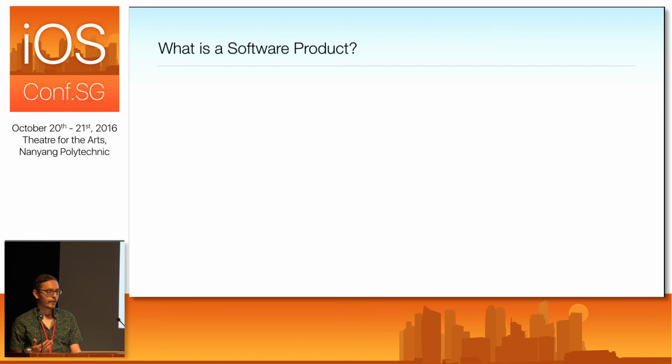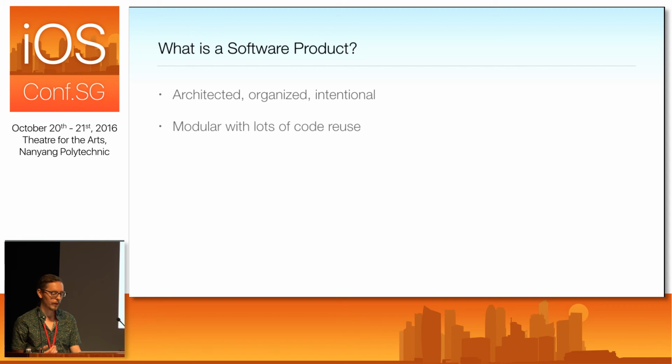So what does it mean to build a software product? Well, for me, it's fairly simple. It means to build a system that's architected, it's organized, it's intentional. So you're building something with thought put into it. It's modular, so you have code reuse, you have modules connecting together. It's looking closer to your app instead of a script.